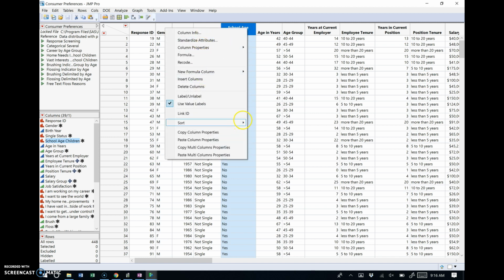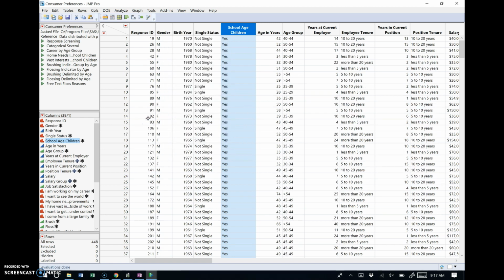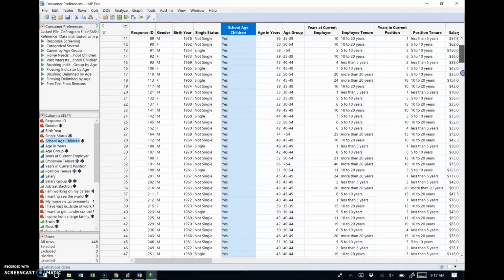Let's see. Yep, sort. And I'll sort in ascending fashion. All right, so here's the people that said, yes, I have school-age children. You can see some of them are not single, and some of them are single. It looks to me like the ones that are not single are actually outweighing the single ones, which I think most people would expect.